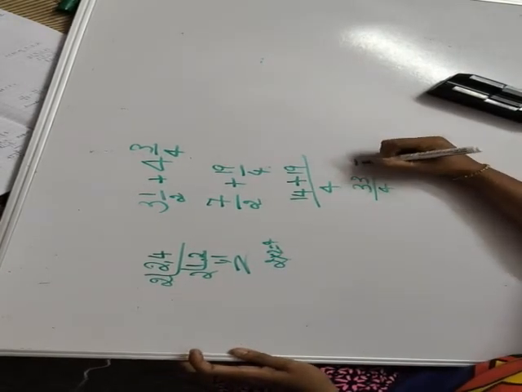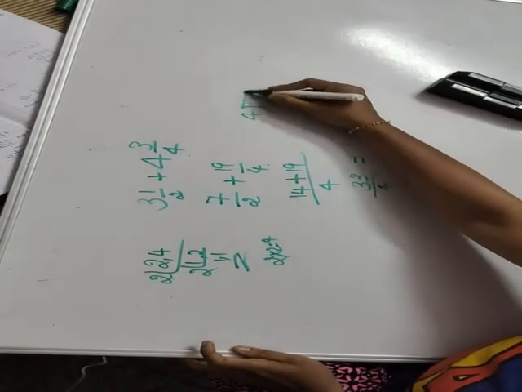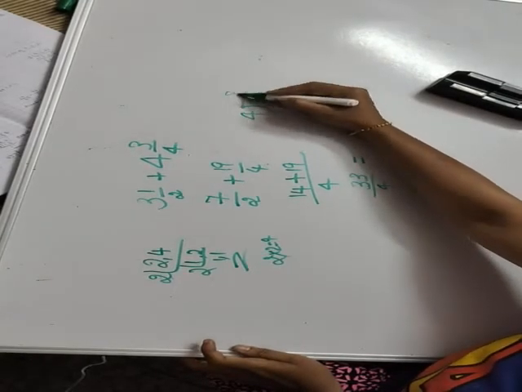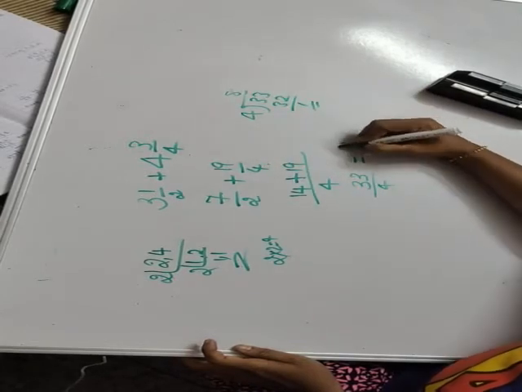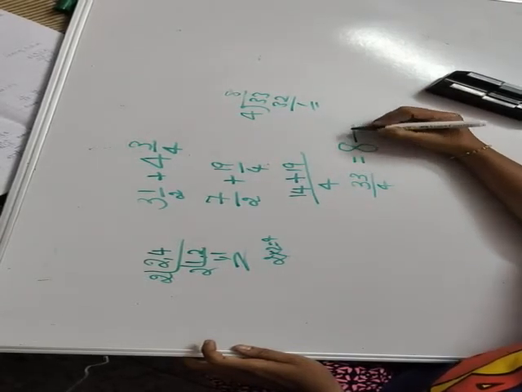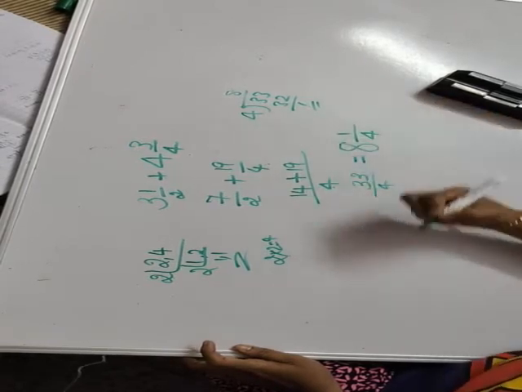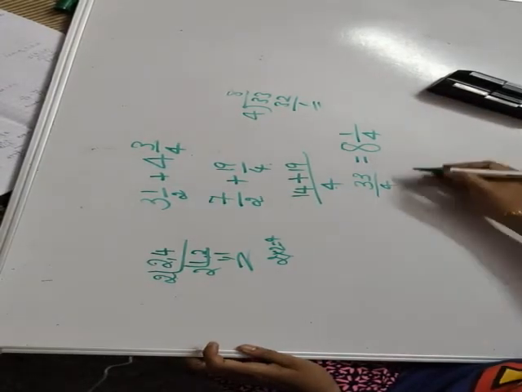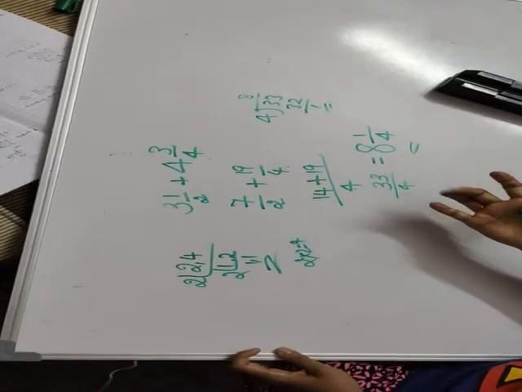Now don't leave it here. Always write it as a mixed fraction. I said how to convert to mixed: divide. 8 fours are 32, 1 remains. What comes in the quotient is the whole number, what is in the denominator stays the denominator itself, and what is in the remainder is the numerator. Addition. Subtraction is done the same way.